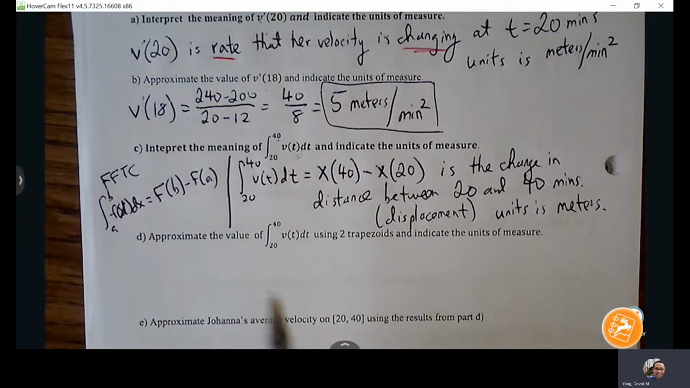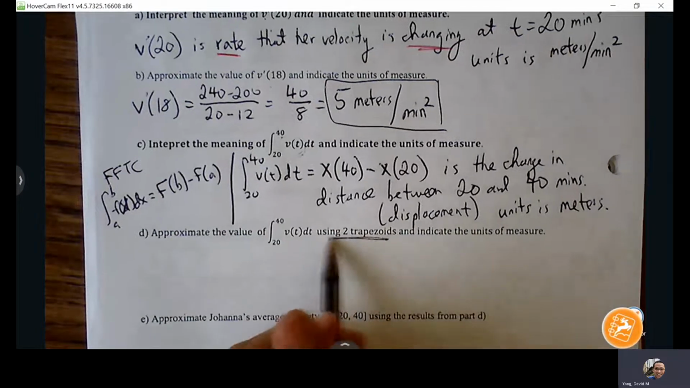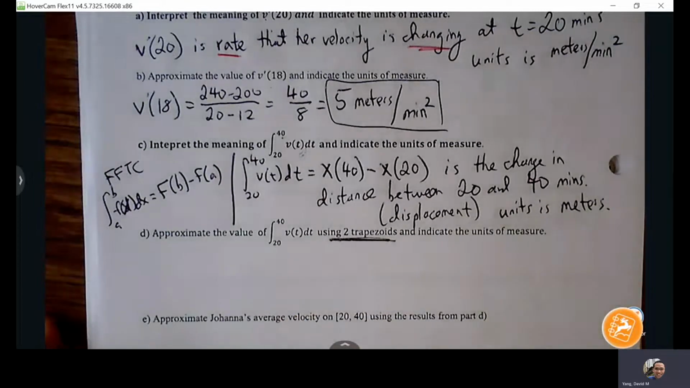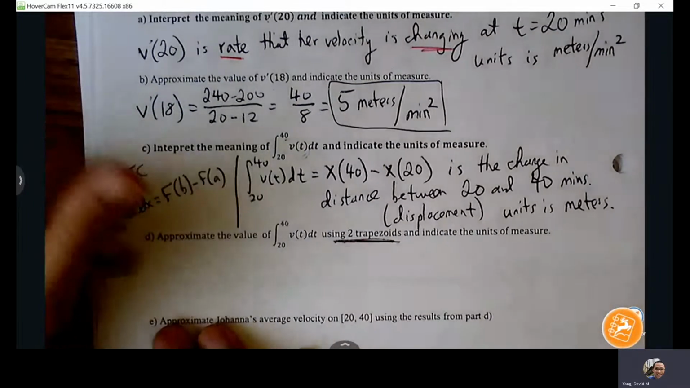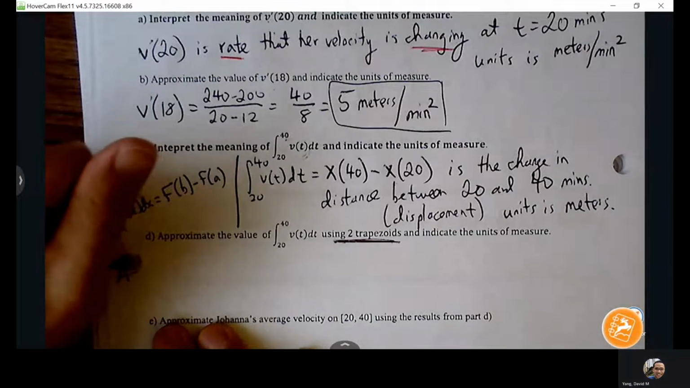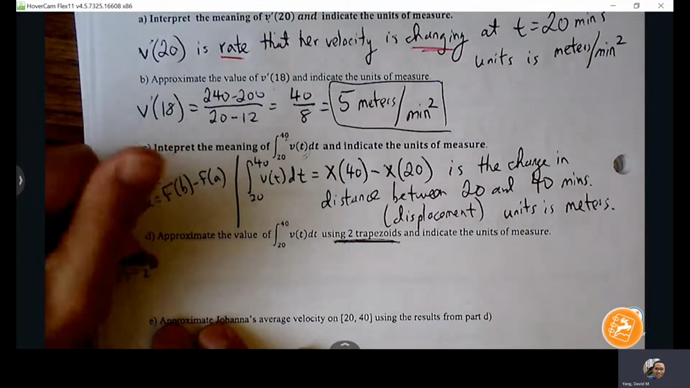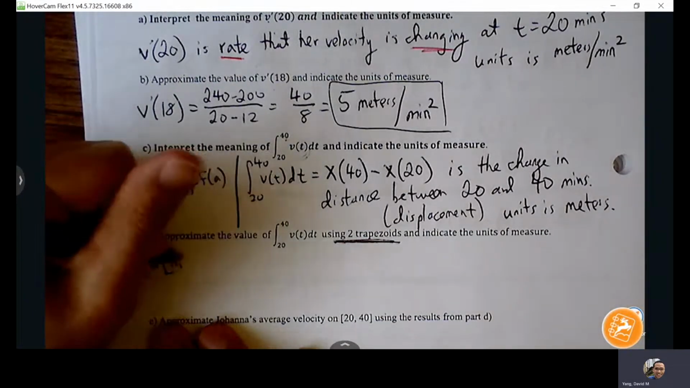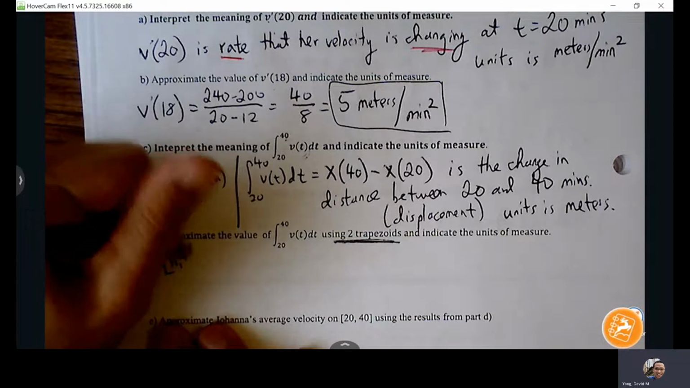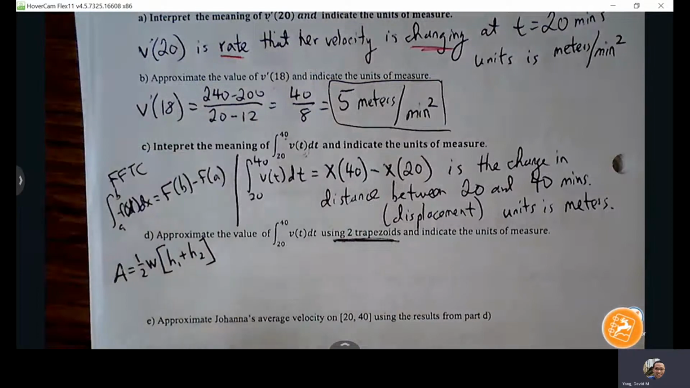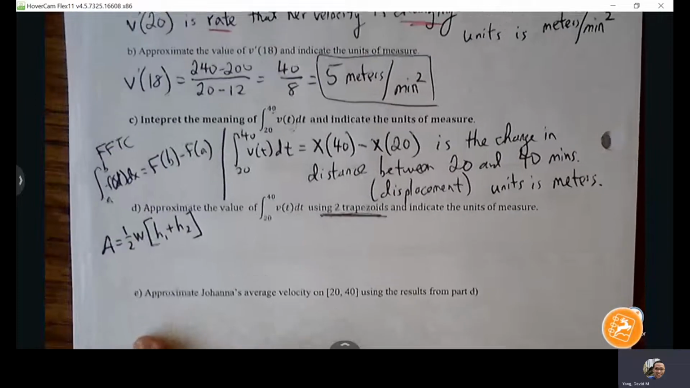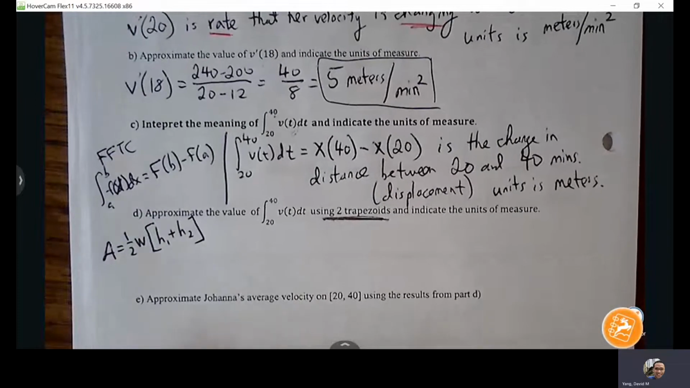So part D, we're going to actually get a number out of this process, because we're going to approximate the value using two trapezoids. Make sure you memorize, just like you did on the quiz, the area of a trapezoid. What's the area of a trapezoid? One-half width, and then height 1 plus height 2. Yeah, make sure that you're adding. I saw some students on the quiz subtracting the heights. We're going to be adding the heights.